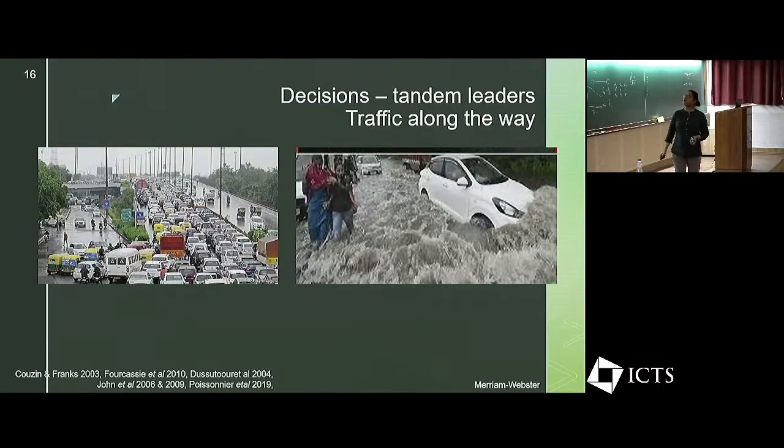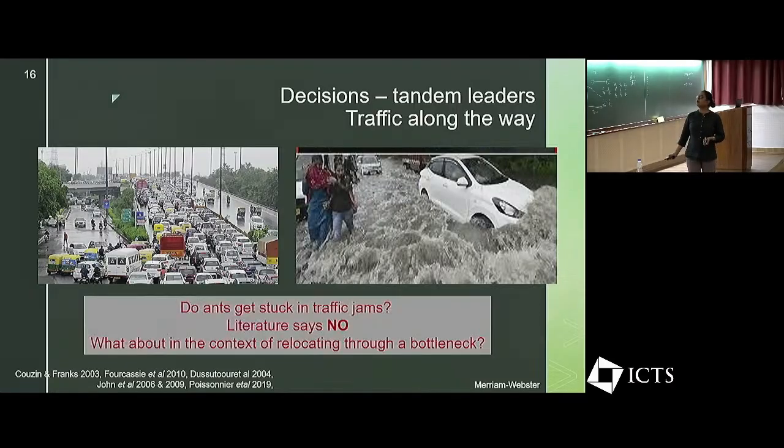Now, if we want to confound the movement with flooding as well as traffic along the way, what happens? Right? Now, I see that I have exactly 5 seconds remaining on my clock.